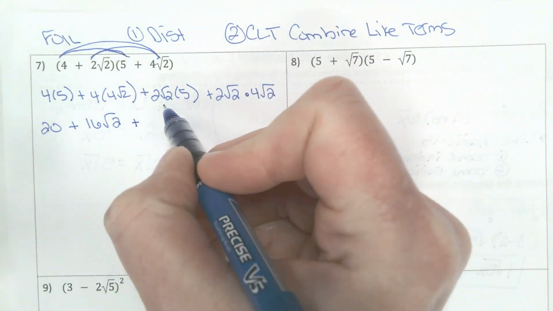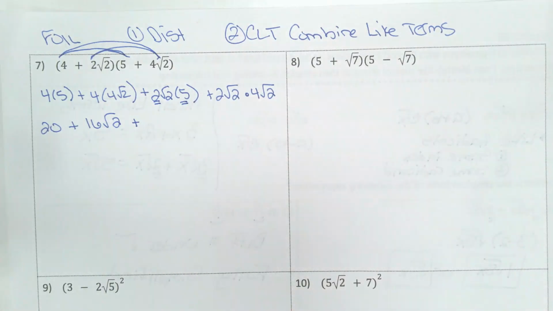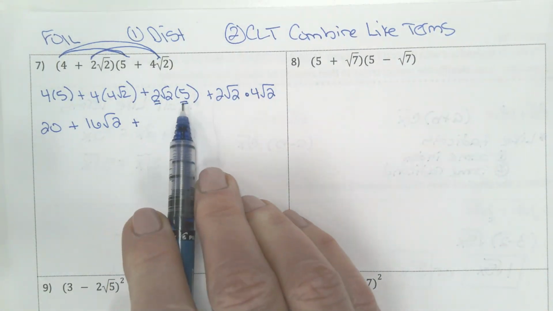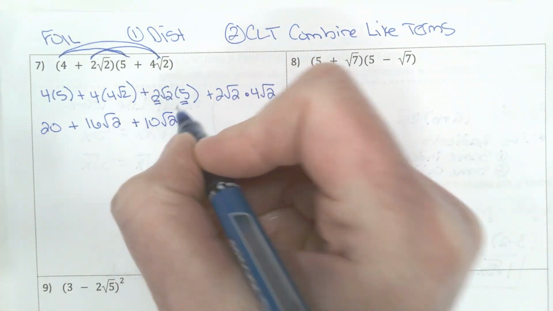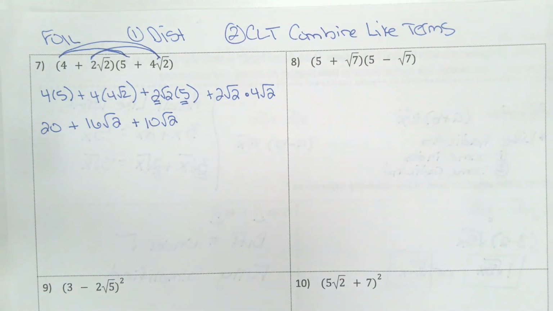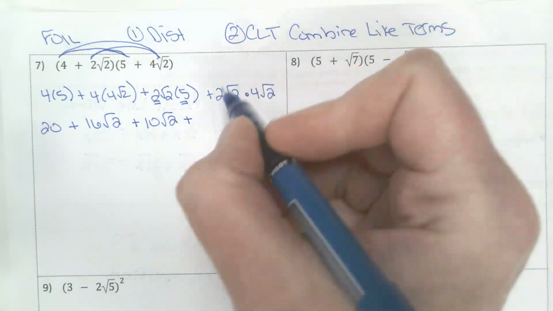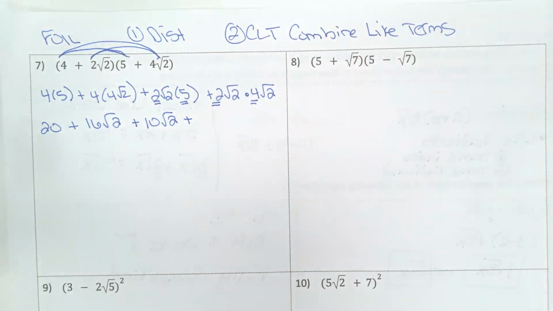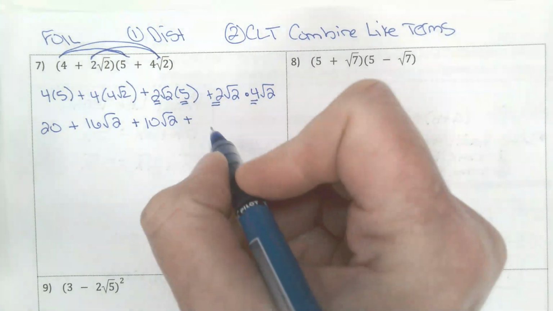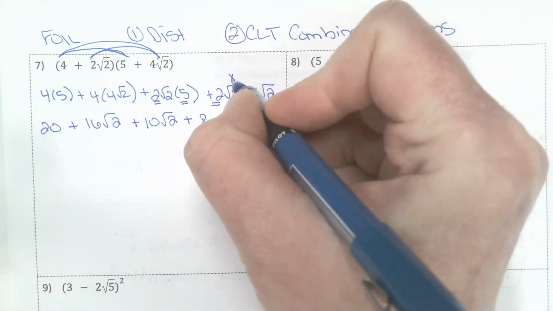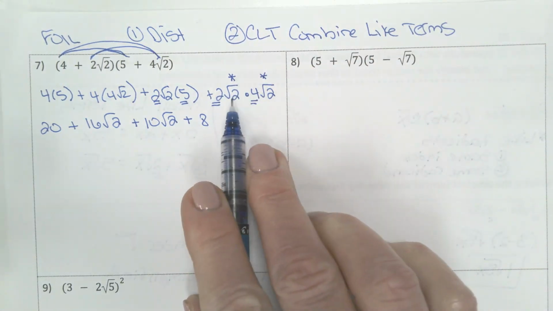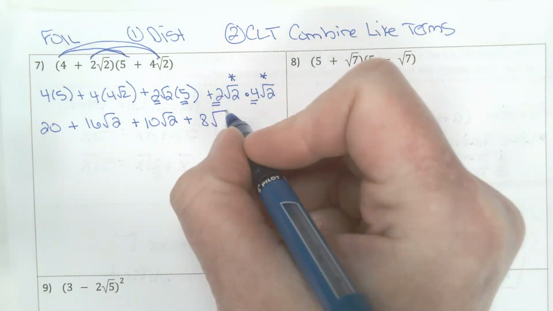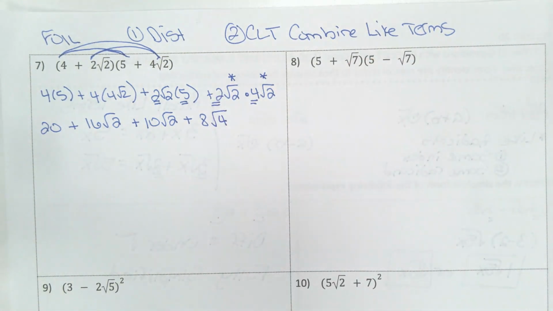On the next one, that 2 and that 5, those are the integers. Those are the numbers not under a radical. So 2 times 5 is 10. Tag on your radical 2. Right here, the 4 and the 2 are not under the radical, so I can multiply them together. I get 8. And then I'm going to multiply these two 2's together, and that's going to stay under the radical. So 2 times 2 is 4.